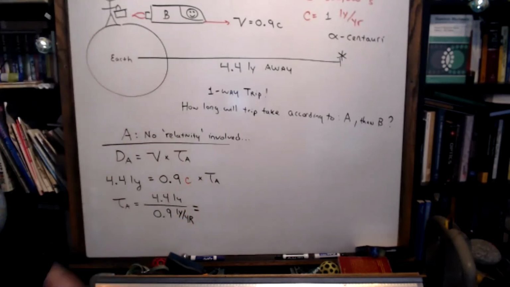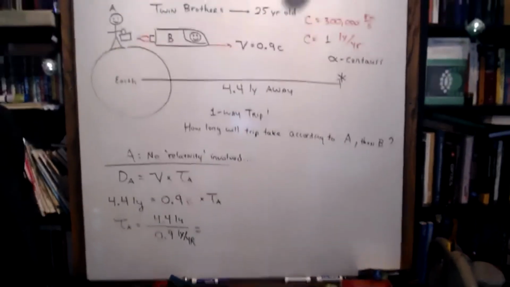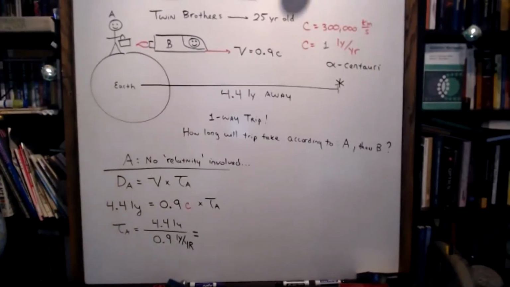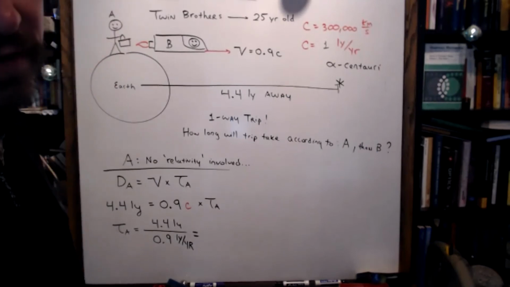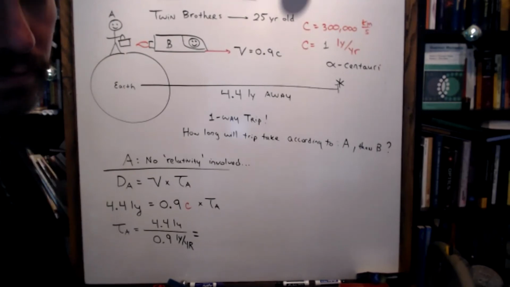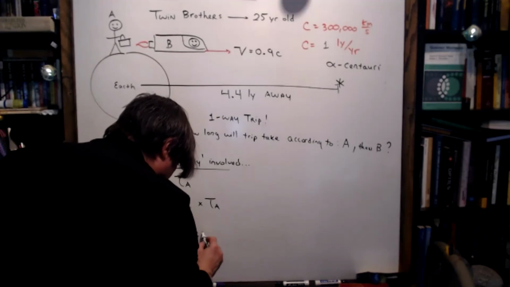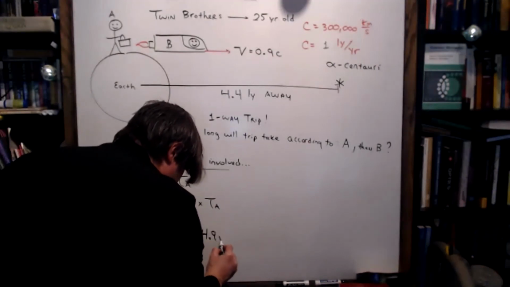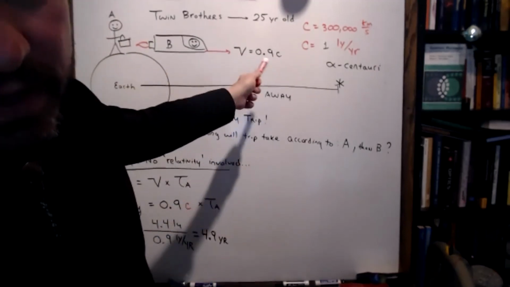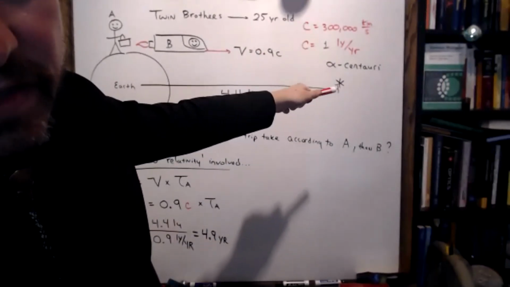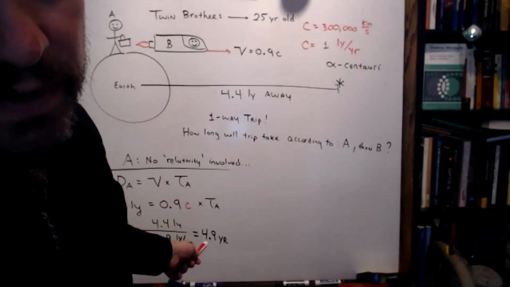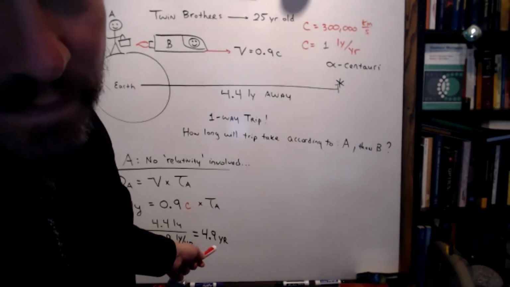Guys, calculate the time that A will see his brother take as he travels on a one-way journey to Alpha Centauri. Two sig figs. 4.9 years. So 4.9 years, pretty close to 5 years. That's kind of cool, actually. That tells me if I could build a spaceship that traveled at 90% the speed of light, I could get to the nearest star system in 5 years. Now, that's a long time, but humans might be able to put up with that. Maybe, if you gave them a lot of puzzles.